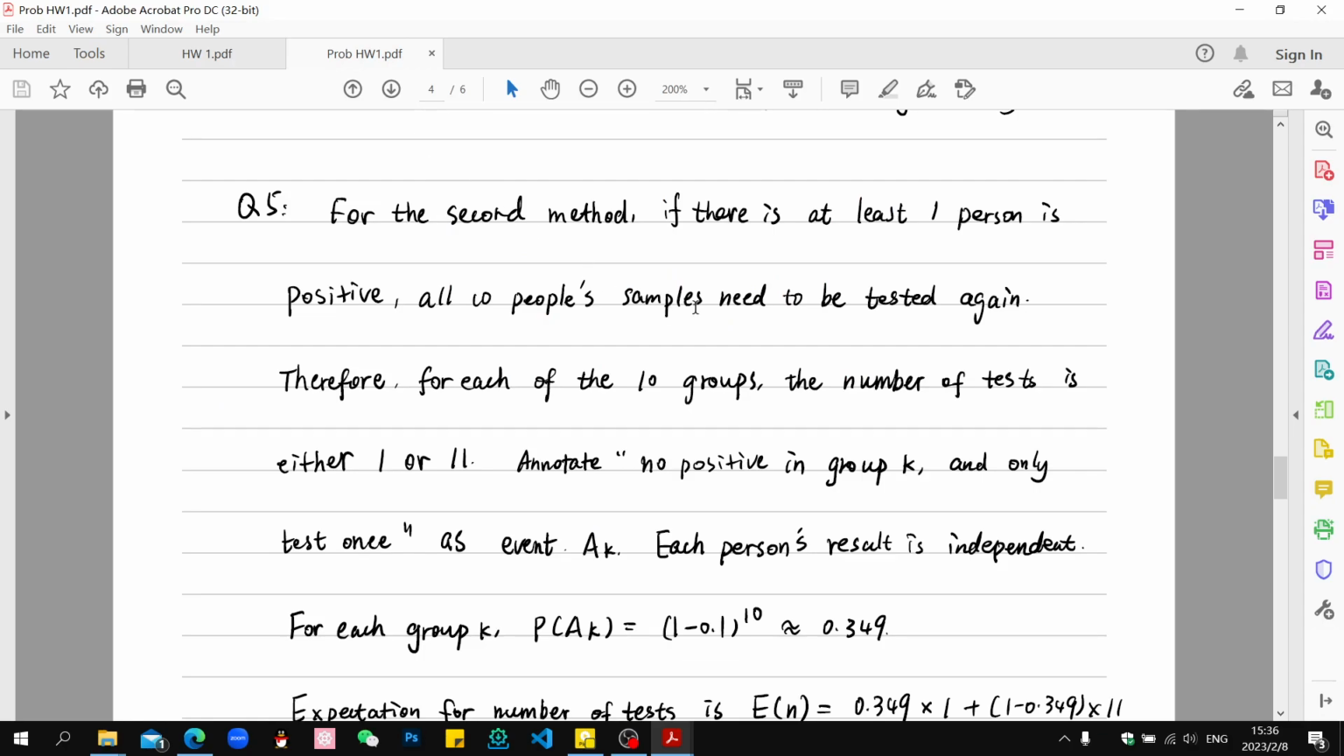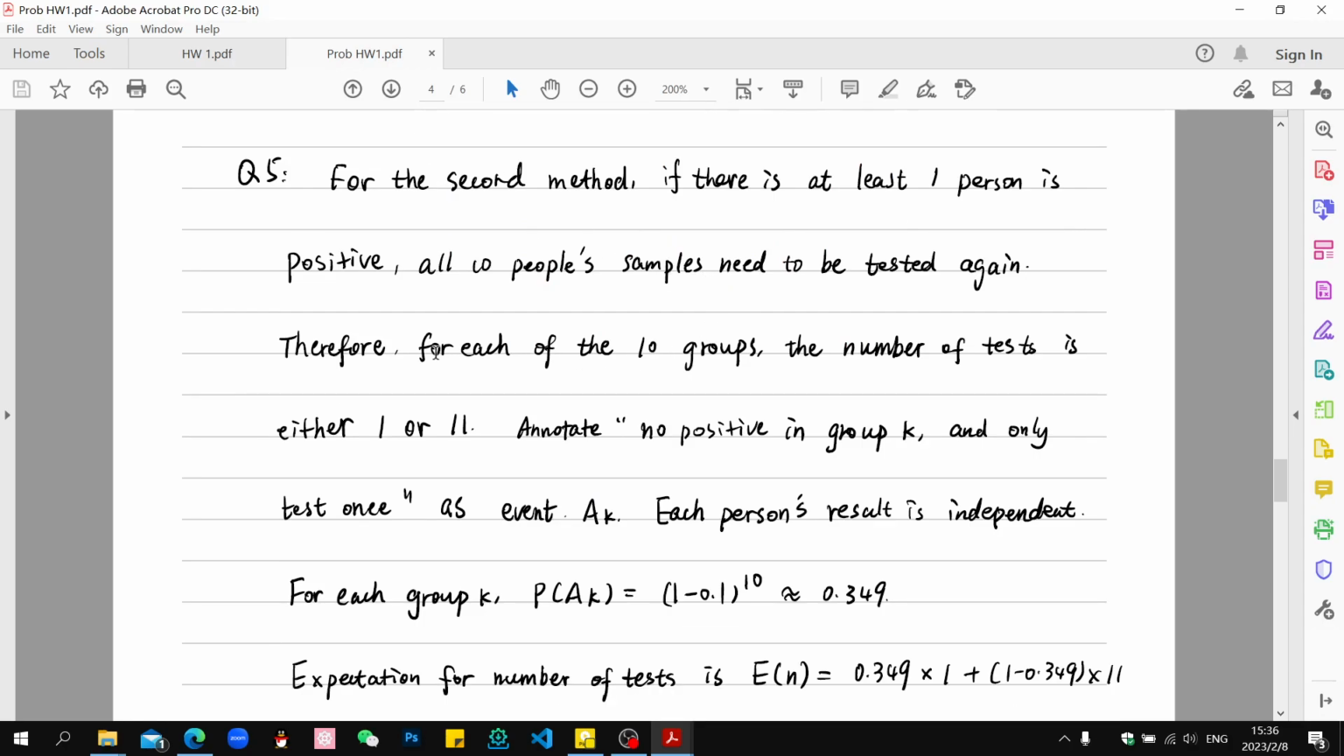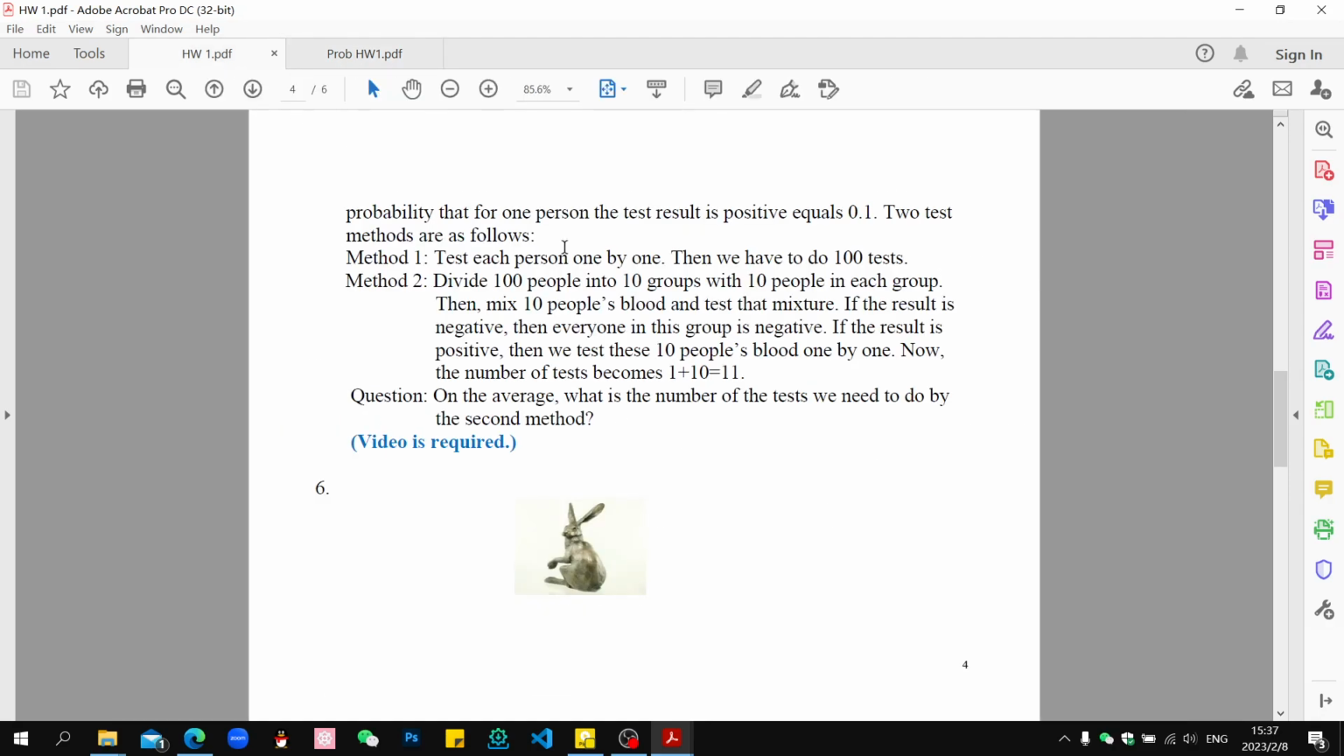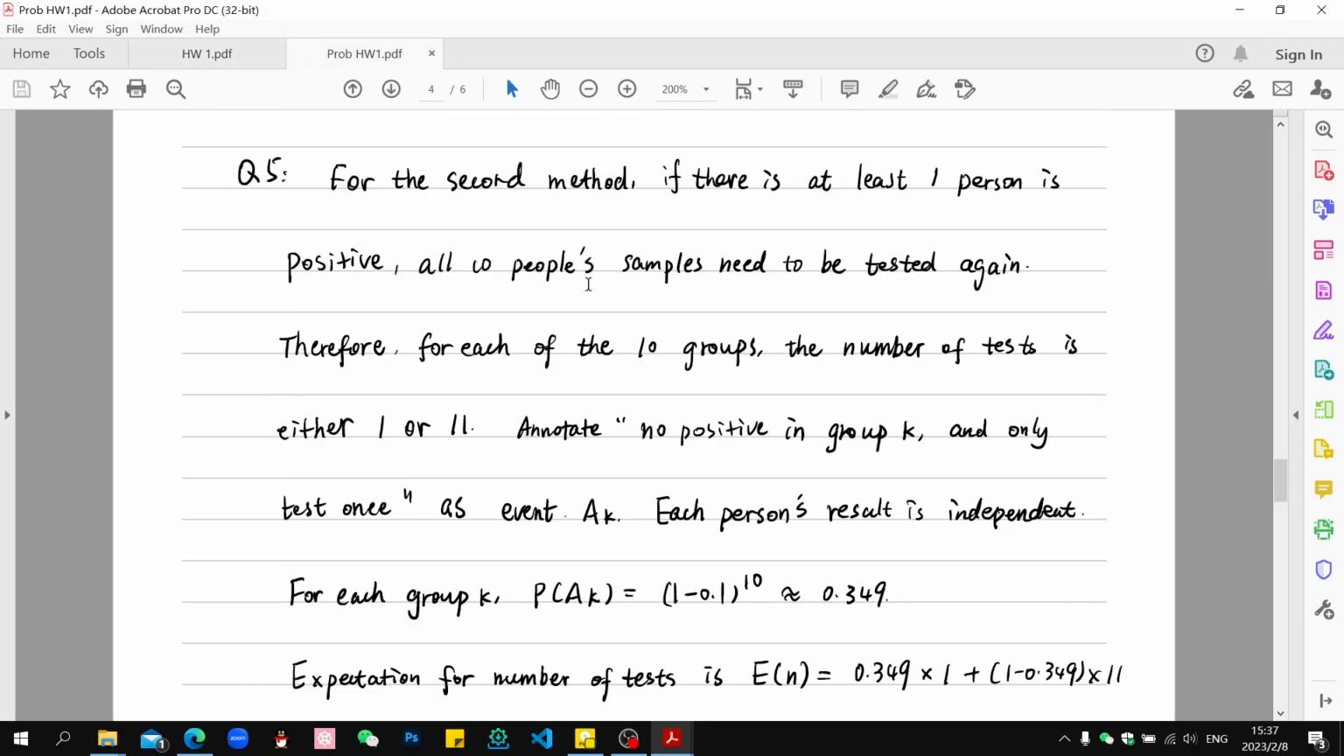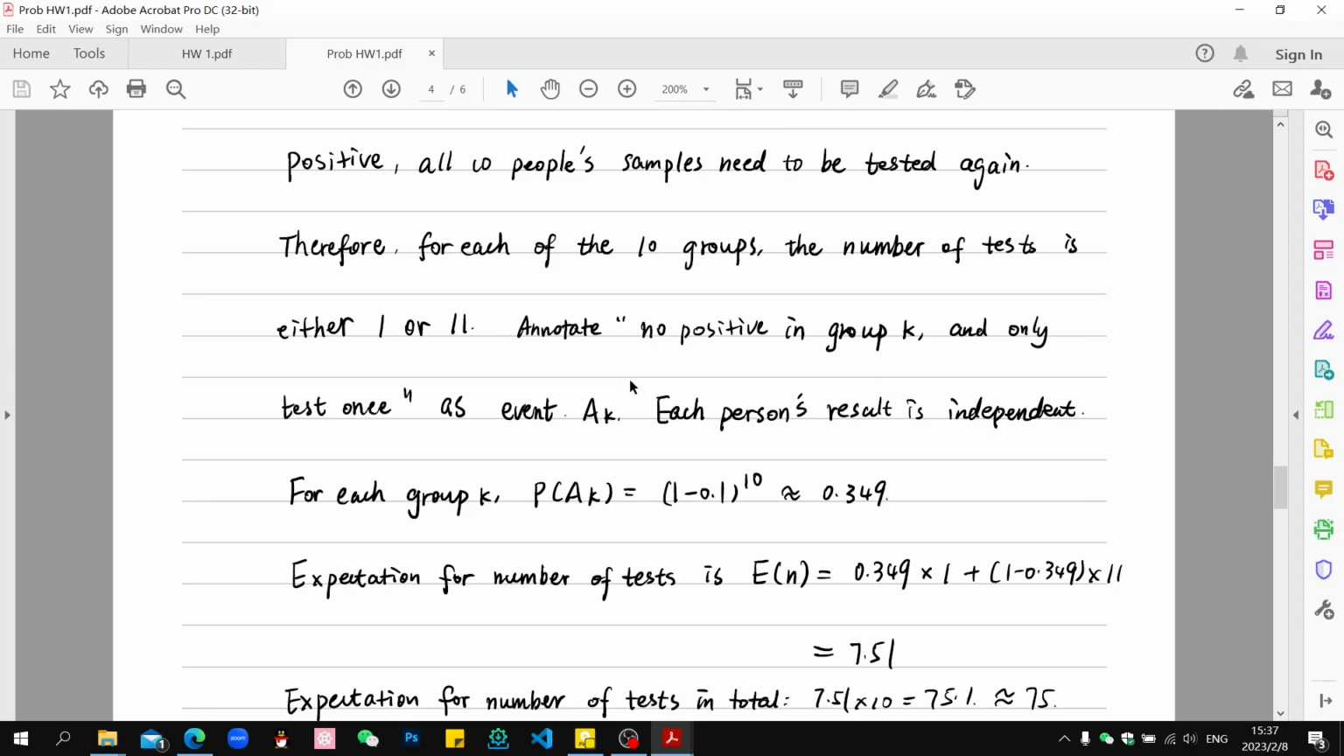So, for each group of the 10 groups, the number of tests is either 1 or 11. There's no exception. And we will continue by annotating the events. We annotate no positive in group K and only test once. That is only one test as event AK.